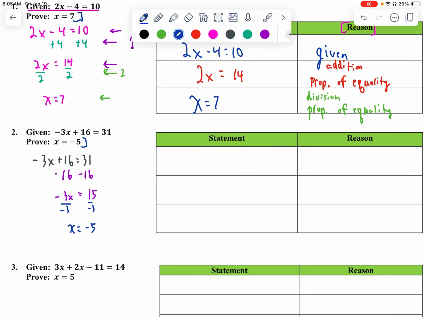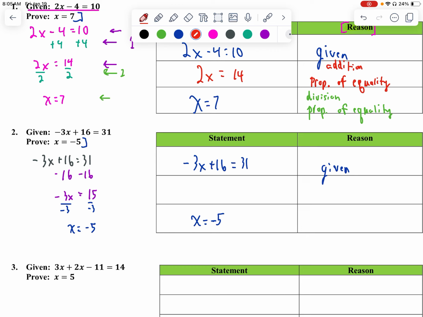Before we fill in our statement and reason, the first thing we always do is write out our given and our proof. So our given in this equation was -3x plus 16 equals 31, given. And our proof statement is x equals -5. Getting into the habit of doing this now is really important, so when we work on trickier proofs, more proofs with more steps, we have a starting point.